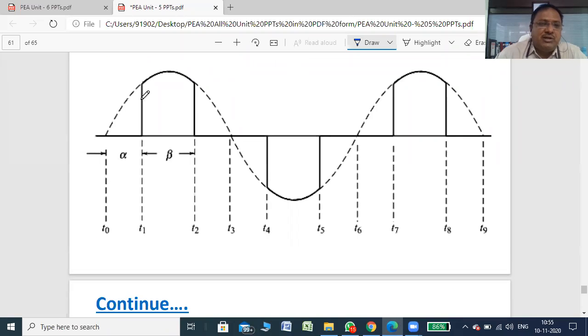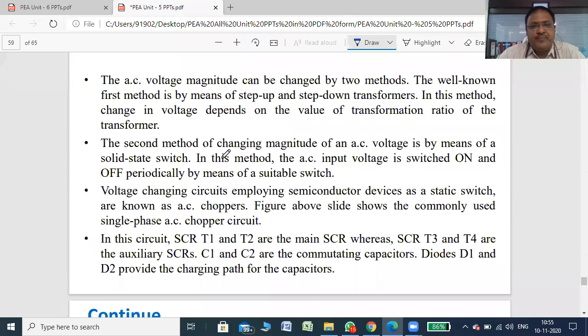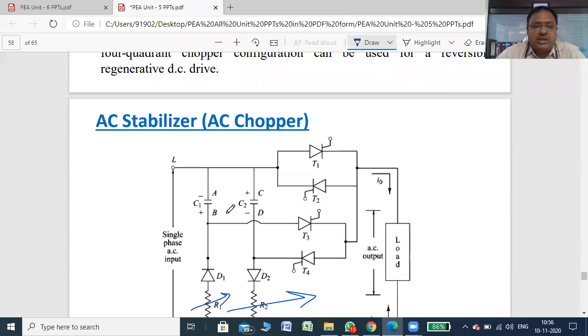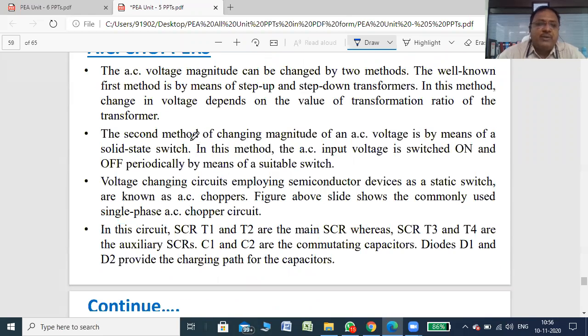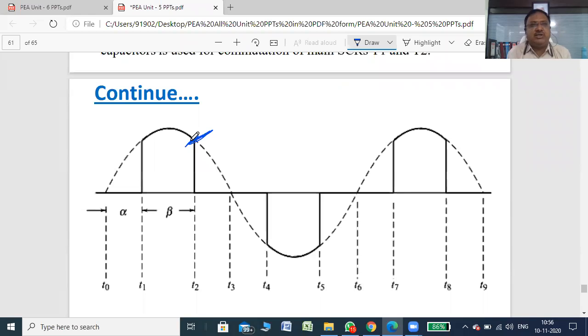At this particular instant, you are turning on the thyristor T1. It remains on up to this instant. At this instant, the voltage across the capacitor C1 is more negative than the supply voltage, so that thyristor T1 turns off. It means that the anode current decreases below the holding current, so that your SCR turns off.